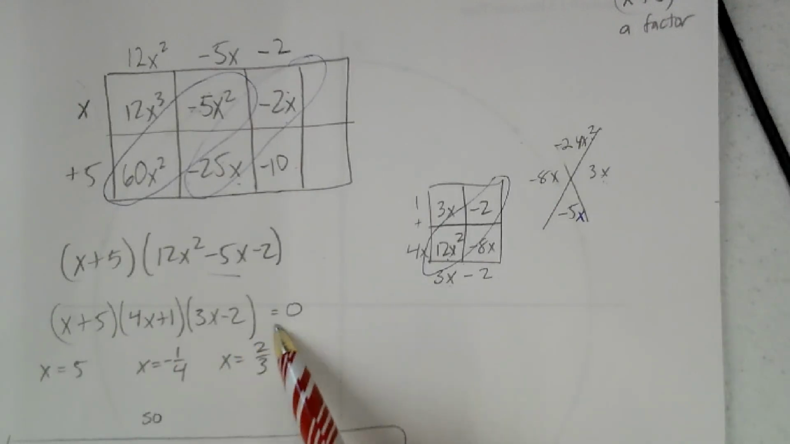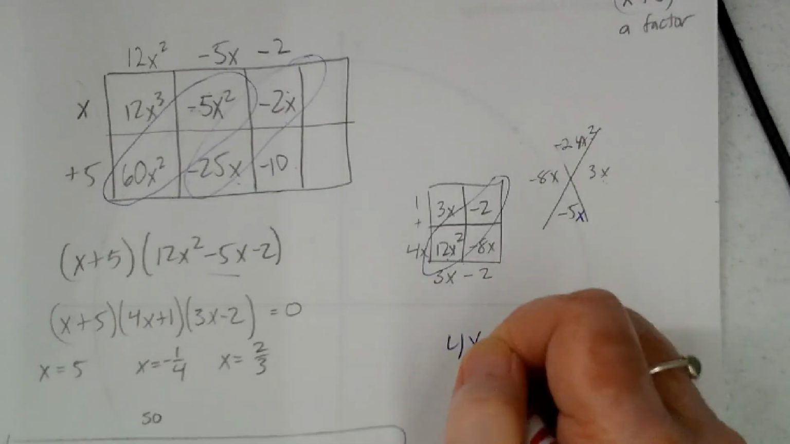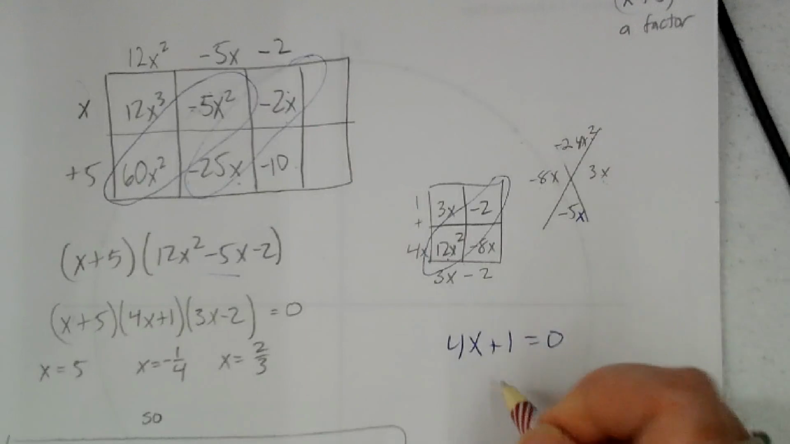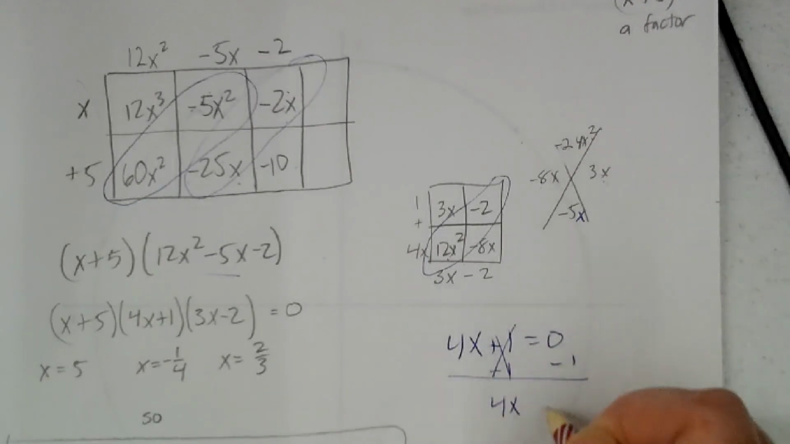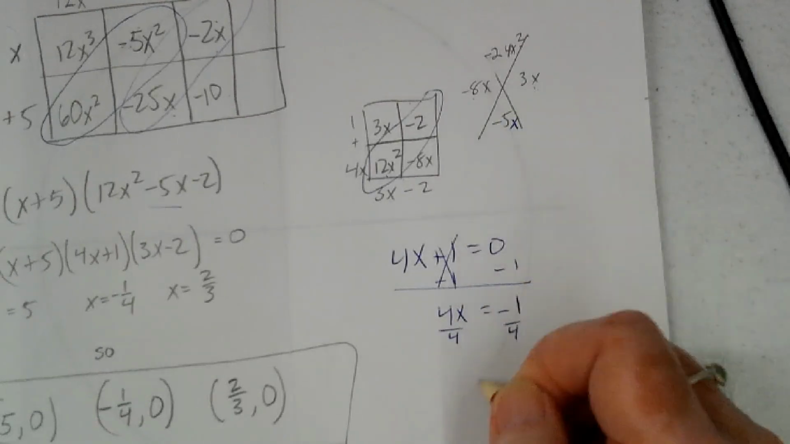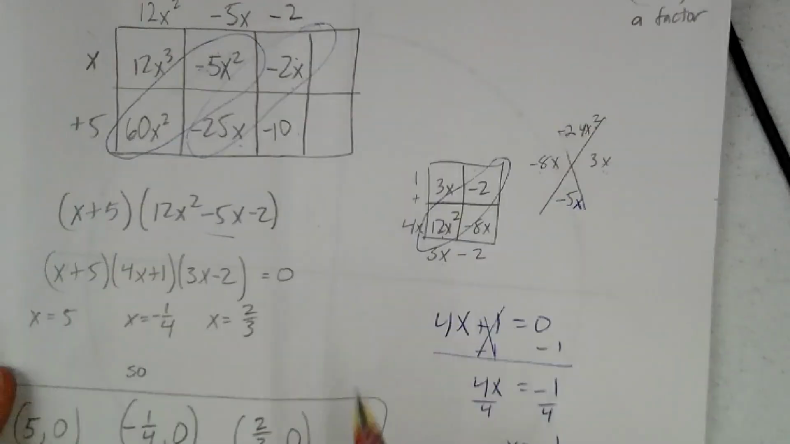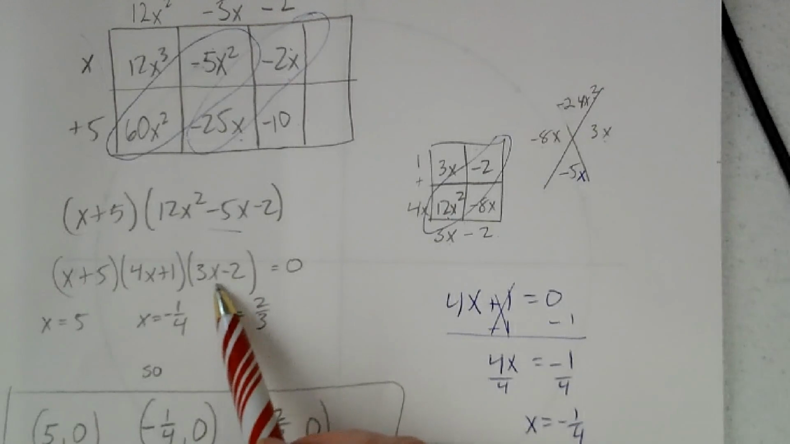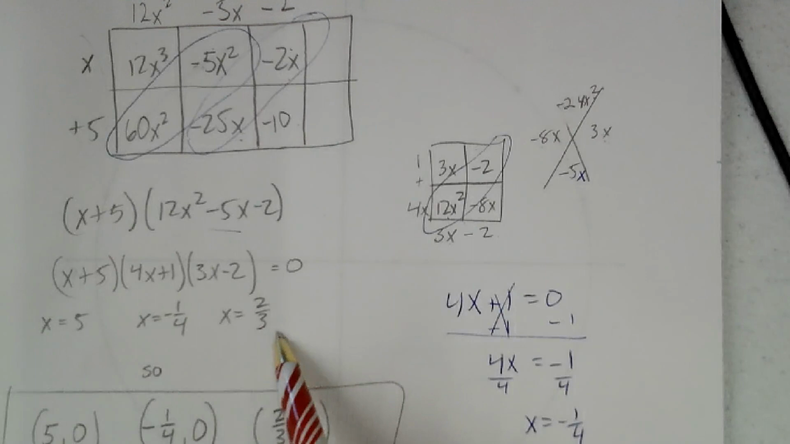And if I want to find where the intercepts are, I set that equal to 0, because that's where y is 0. And so if x + 5 = 0, then x is -5. If 4x + 1 = 0, then x is going to be -1/4. I do these in my head. That's why it doesn't show any work. And this one, I would go 3x - 2 = 0, so I would add 2, and then I divide by 3, and that's how I'm getting the 2/3.